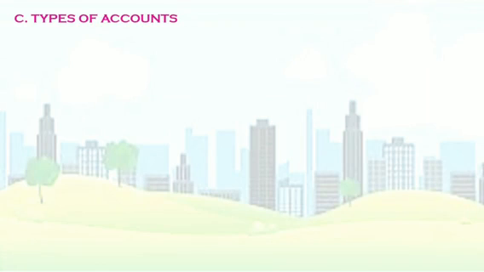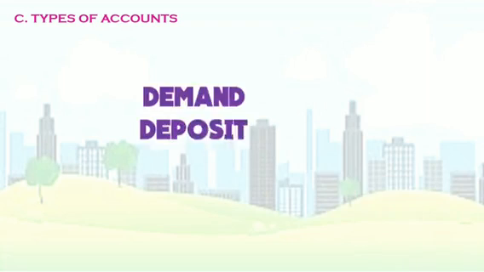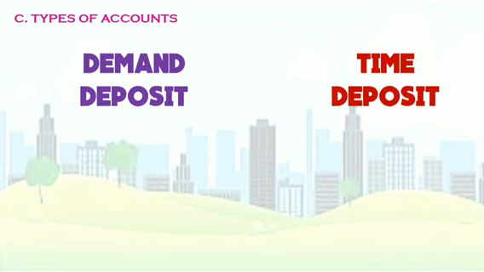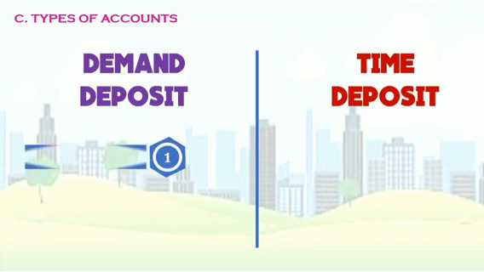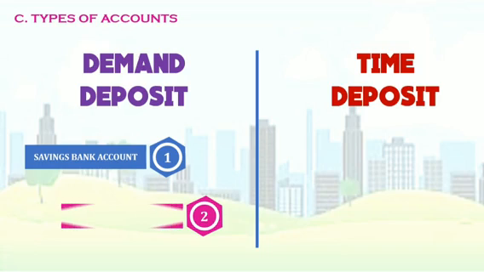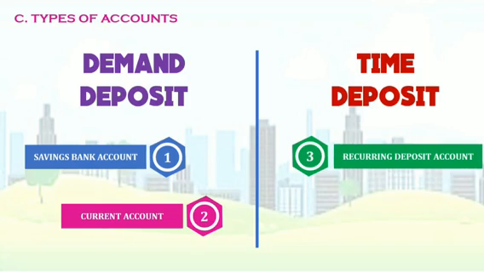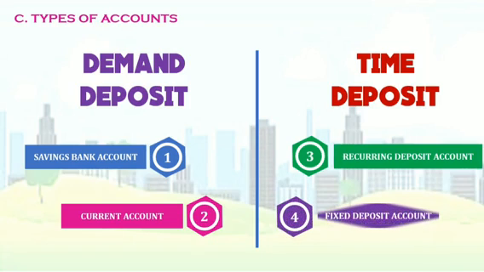Now let us learn about the types of accounts. In our lesson, we shall learn only the 4 types of accounts, basically on the demand deposit and the time deposit. Under demand deposit, we shall learn the savings bank account. Secondly, the current account. Under time deposit, we are going to learn about the recurring deposit account and the fixed deposit account. Let us look at each of these accounts individually.